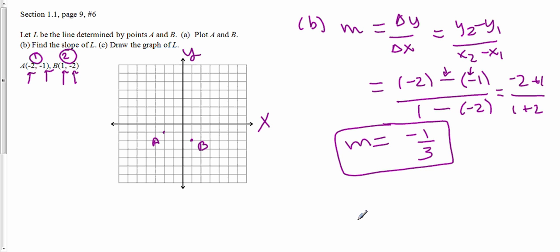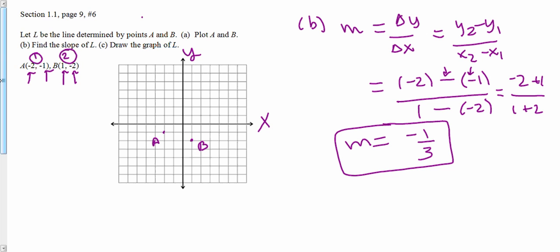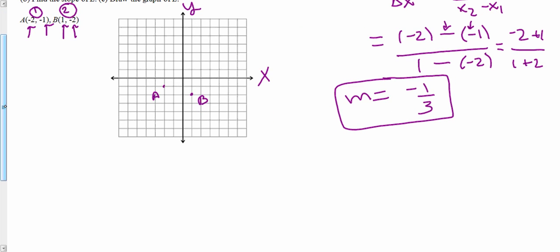Now part C says to draw the graph of L. Well, if I was going to draw the graph of L, I would really want to know what the equation for that line is going to be. So I'm just going to push that down a little bit here. My favorite equation is y equals mx plus b. I already know that my slope is -1/3, so y equals -1/3 x plus b, and all I really need to find is b.